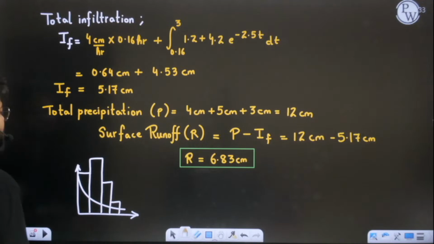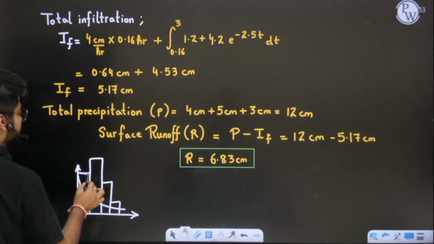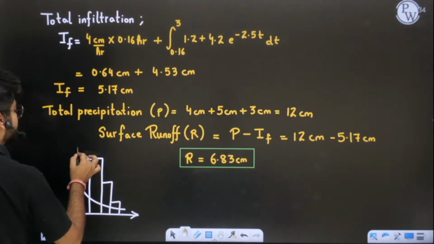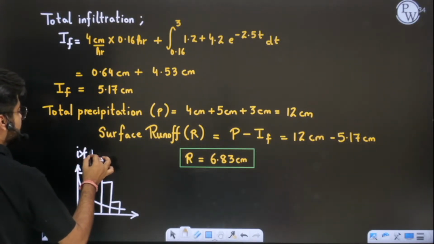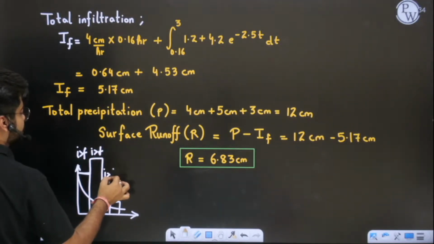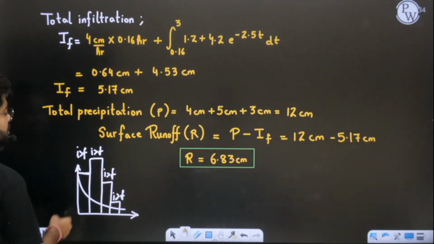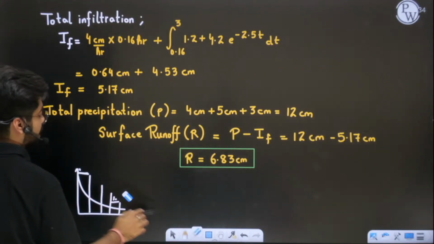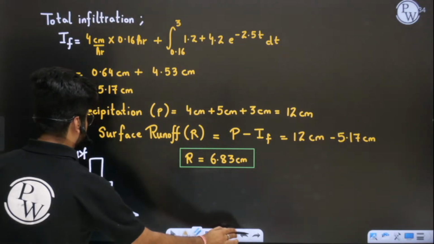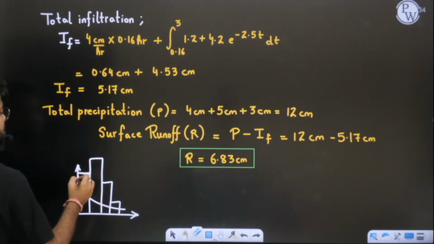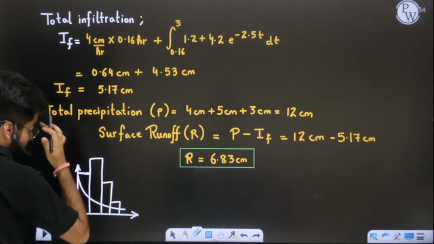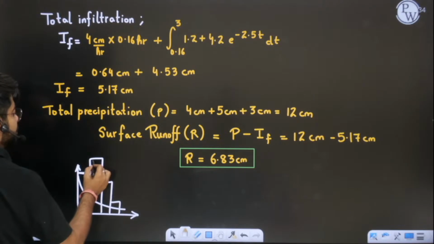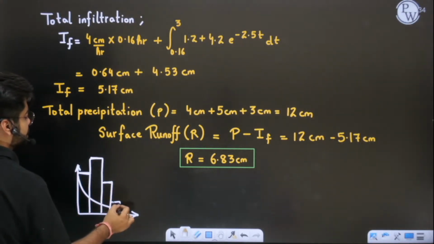See, in these cases you are seeing that intensity. In the first case, the infiltration curve is below. In this case also, in this case, in the third case, and in the fourth case also, infiltration is... sorry, I have to write it. Infiltration is denoted by F. Sorry, this is intensity of rainfall. So intensity of rainfall is more in all the cases.